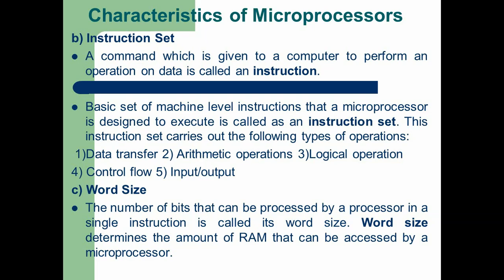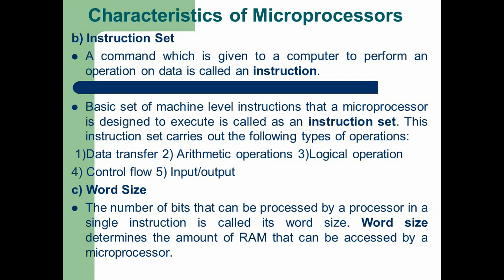For now, first understand what the instruction set is. It is a set of commands where many commands are bundled in the form of machine level language or binary language, because the microprocessor understands only machine level language. By using this instruction set, the microprocessor processes the data and converts it into information. So this is the second characteristic of the microprocessor.